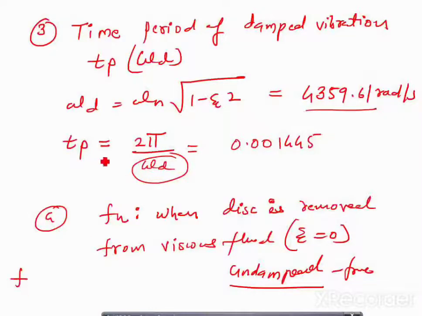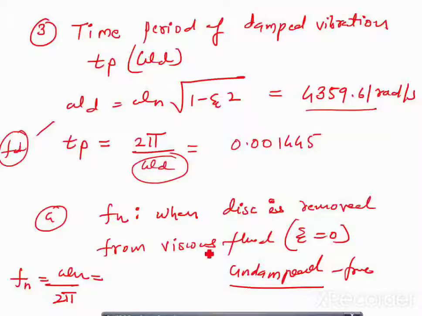So instead of finding omega d, if I use directly Fn is equal to omega n upon 2 pi. So this Fn is equal to omega n upon 2 pi is nothing but the frequency of a free vibration, or when disk is removed from the viscous fluid. So we know omega n. So if they ask you to find out the frequency of damped vibration, you would have found omega d upon 2 pi, and from this omega d you would have got Fd.